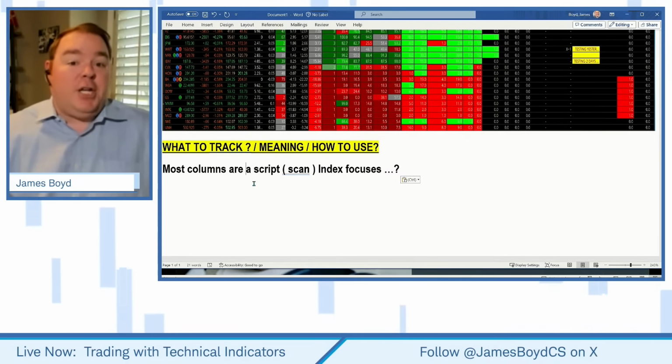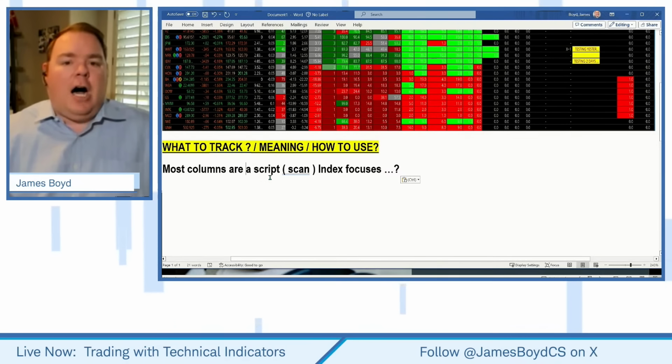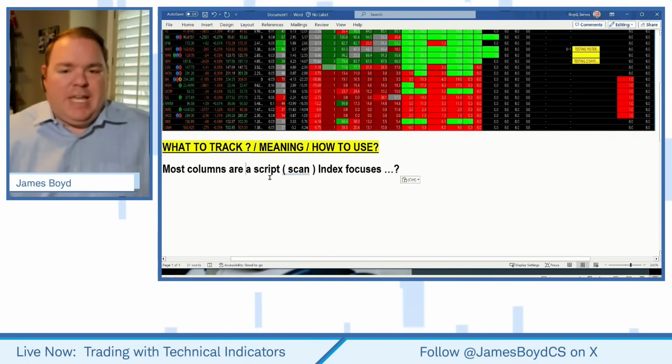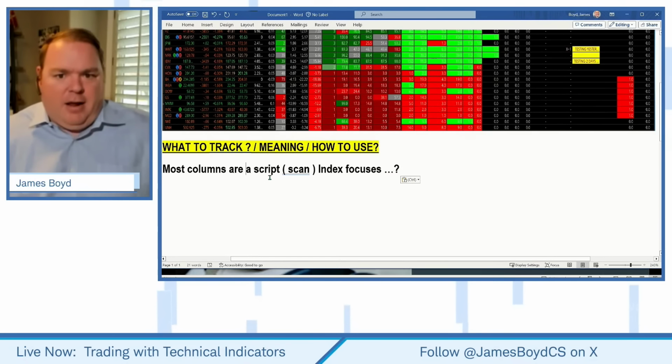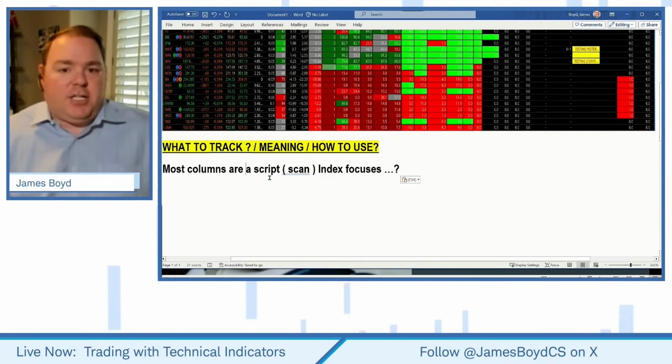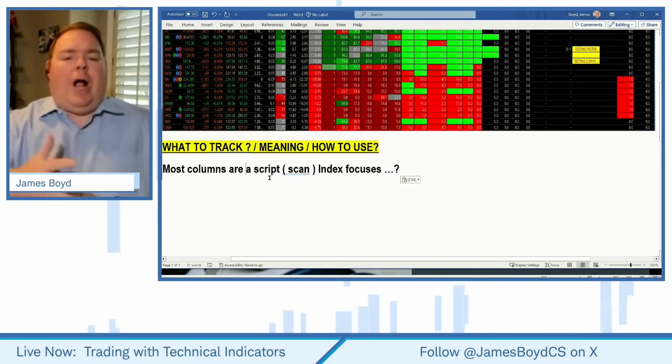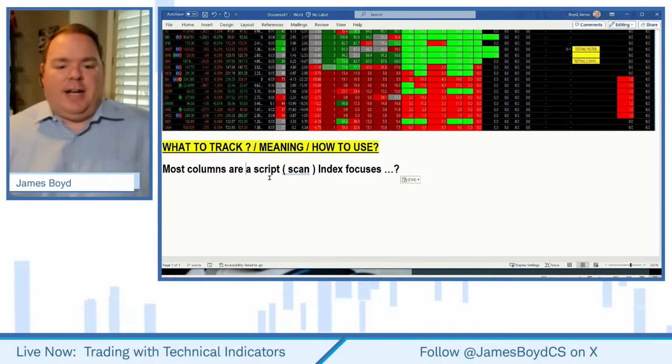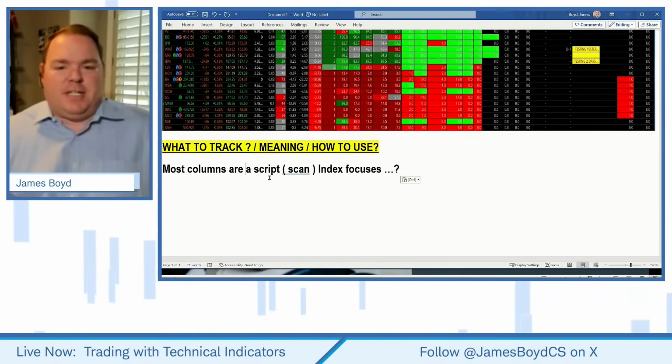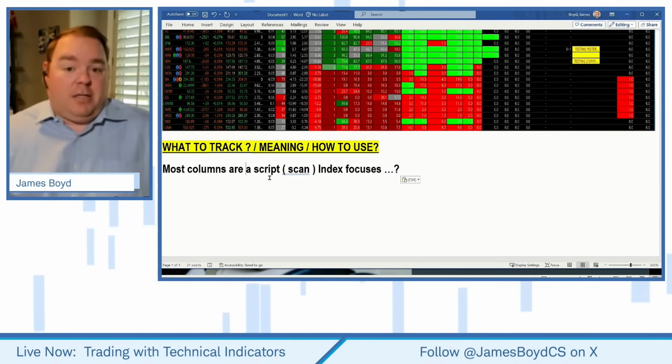Well, the scans that we do are the scripts on a watch list. Each column is a scan. It's scanning for something. It's updating. It's tracking. Okay. So if we said script and scan is the same thing, we look at it all the time.